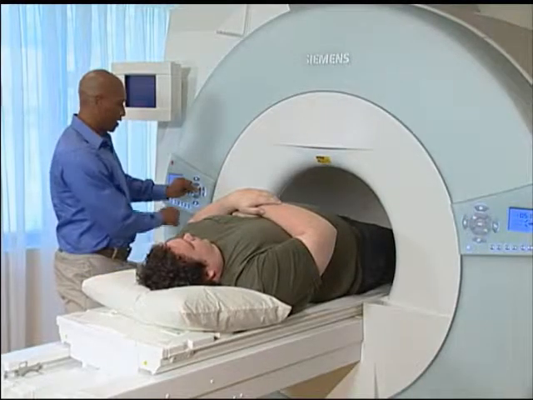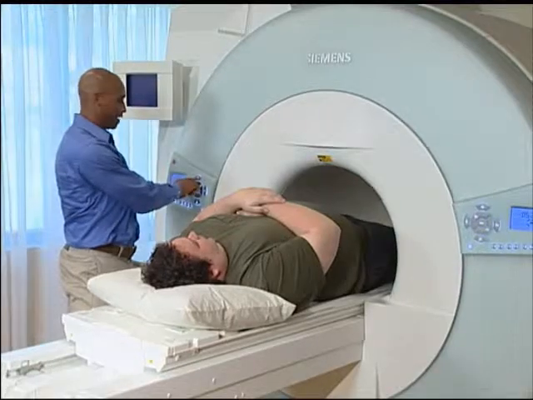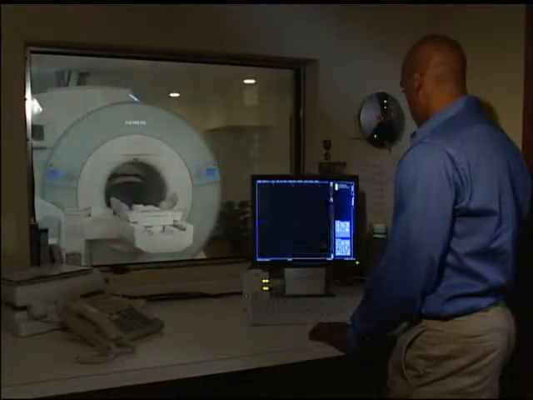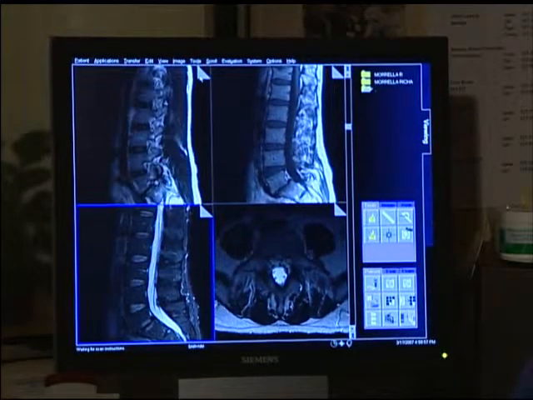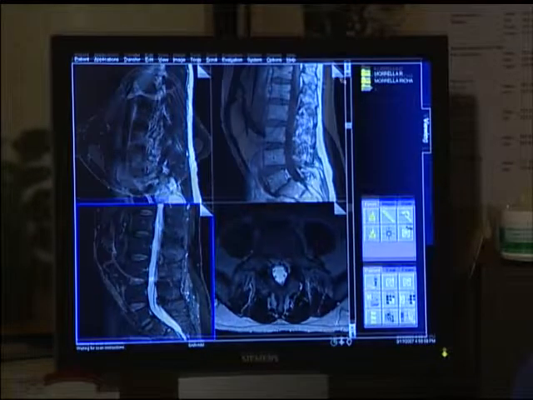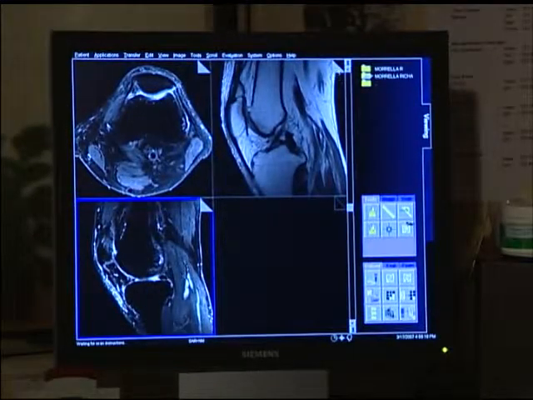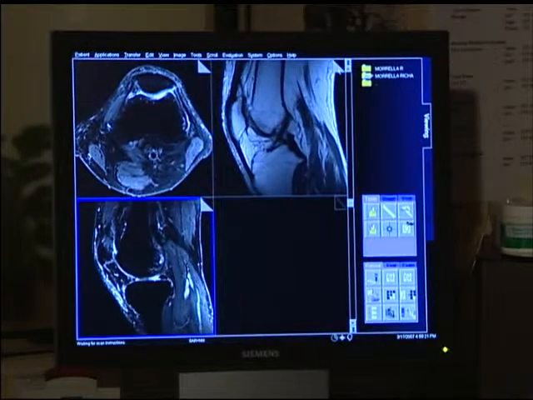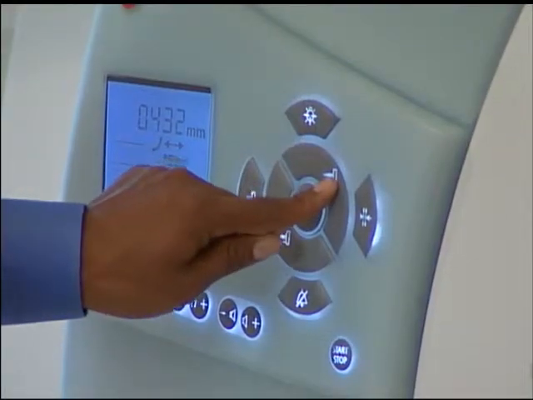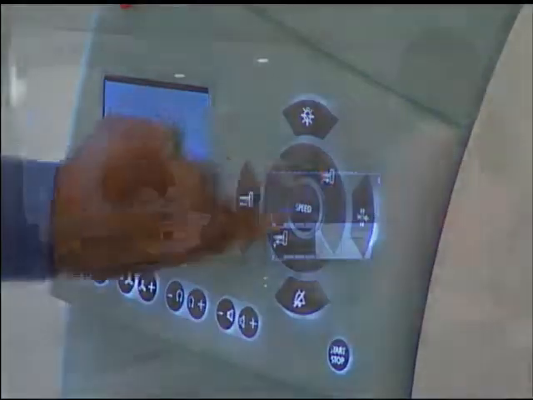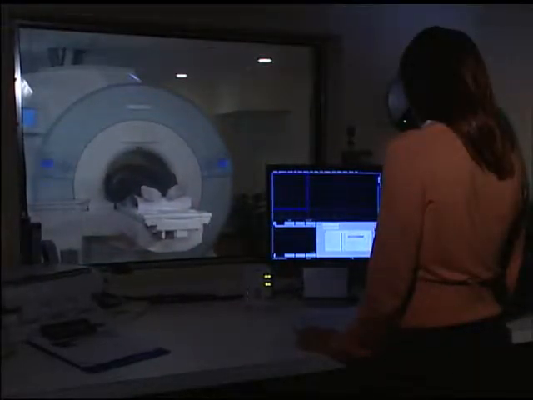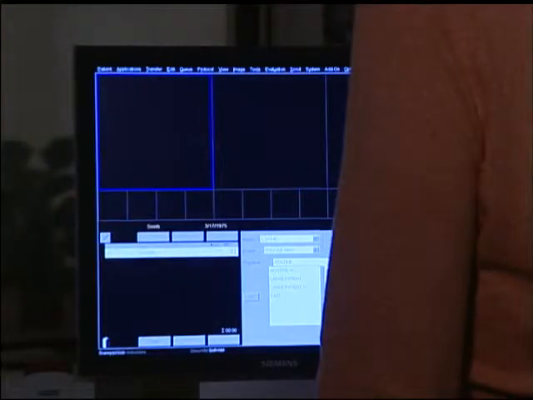It's also possible that you may require an injection of contrast to enhance the distinction between certain tissues. This contrast is specific for MR imaging and is different from that used for CT and X-ray examinations. The need for this contrast will depend on the type of MR exam your physician has prescribed. The MRI exam generally takes between 20 minutes and 1 hour.